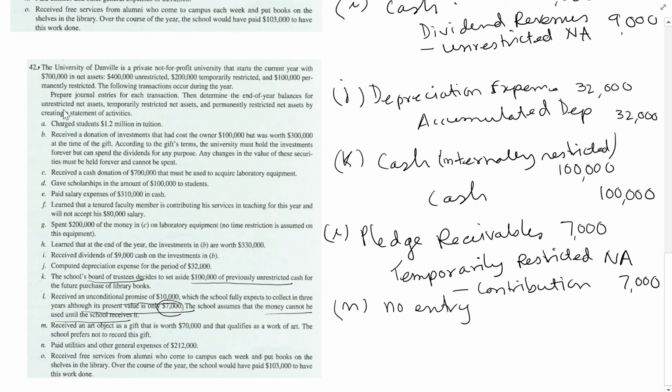Here you will see that the university also mentions they will not record the gift. Yes, they use the argument that it will not give any financial benefits. The next one, number N, they paid utilities and other general expenses. Number N is very straightforward, utilities and other expenses debit.